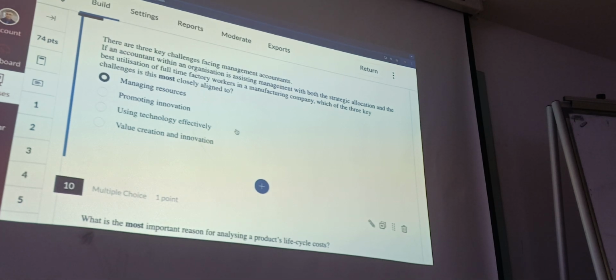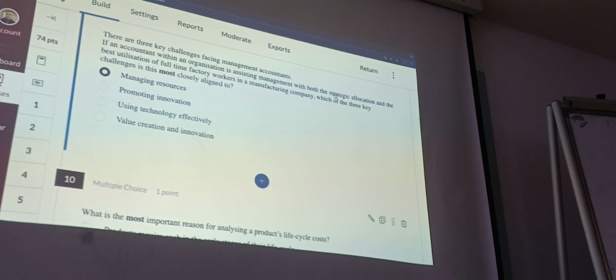Here, what's the problem? The problem is strategic allocation and best utilization of full-time factory workers. The usage of full-time factory workers is about, the factory worker is a resource, how you use that. There is nothing to do with innovation here. There is no technology involved. There is no value creation and innovation involved. Correct? Can I move on?